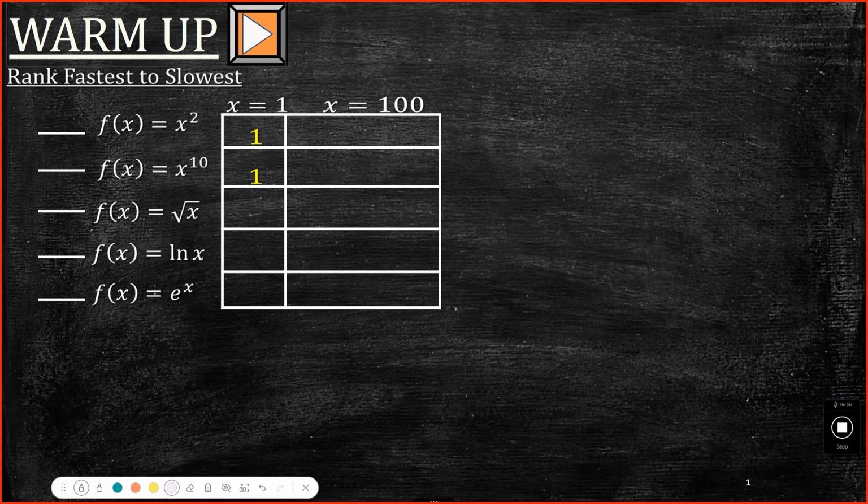The square root of 1. What's the square root of 1? Square root of 1 is 1. What's ln 1? Put it in the calculator. You guys have calculators. If you don't know, what's ln of 1? It's 0.